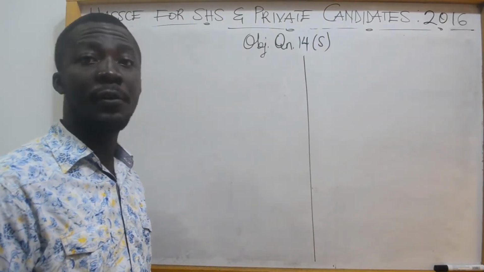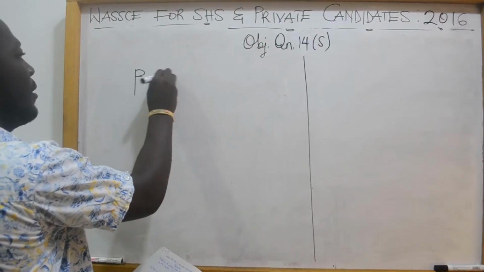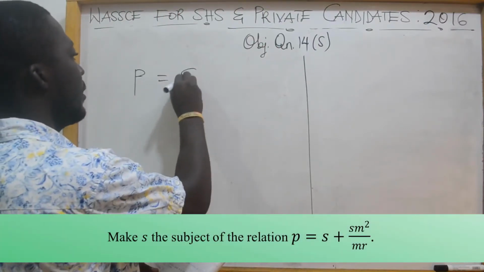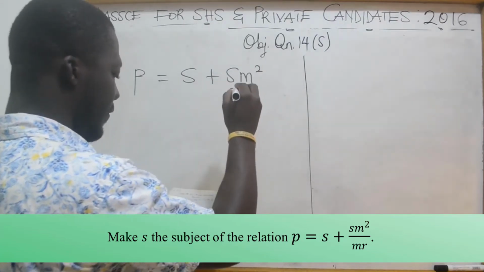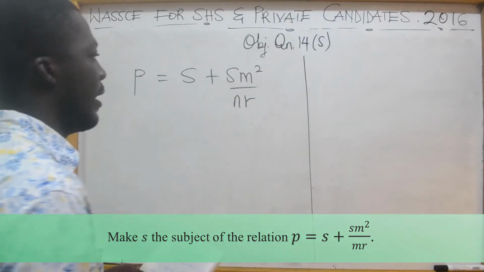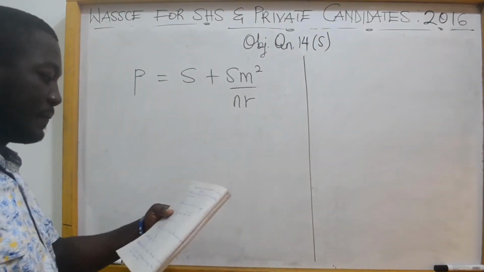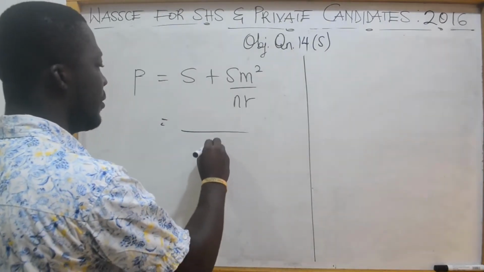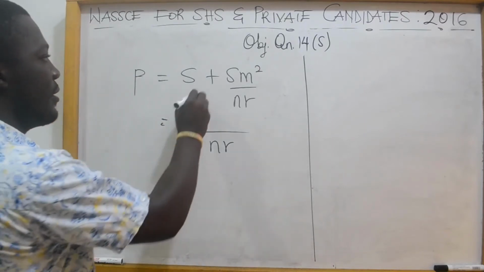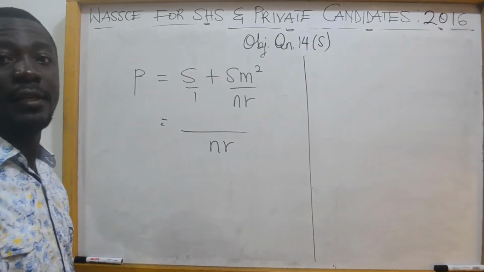Objective question 14 for senior high candidates. We have to make S the subject of the relation P is equal to S plus SM square divided by NR. So we are making S the subject. Let us try to find the least common denominator NR. So this is divided by 1. 1 into NR is NR.